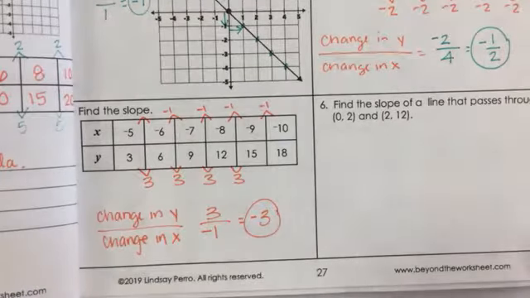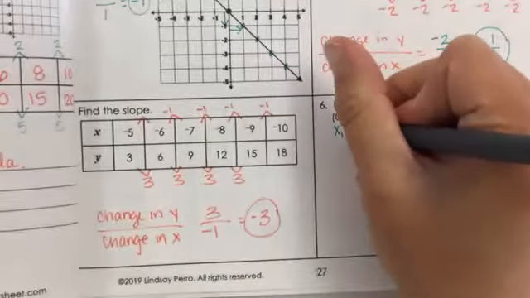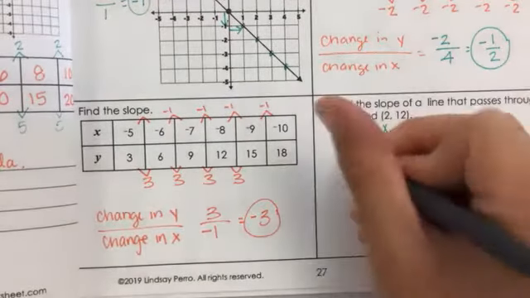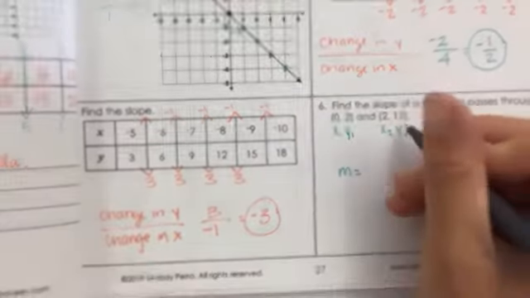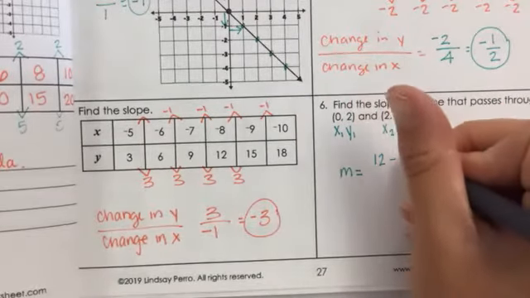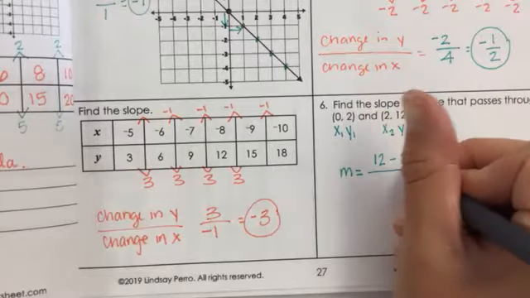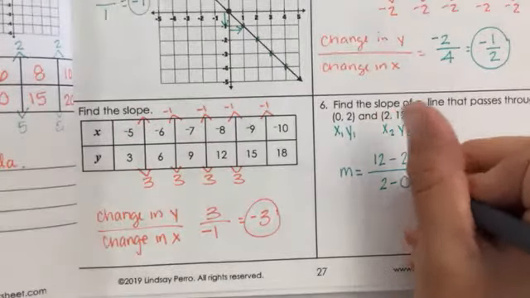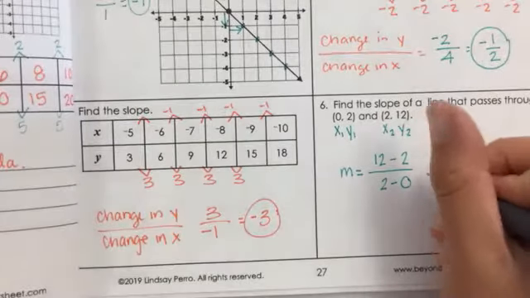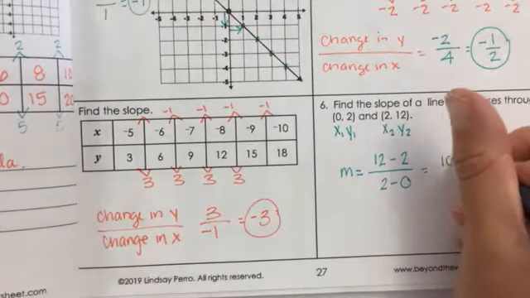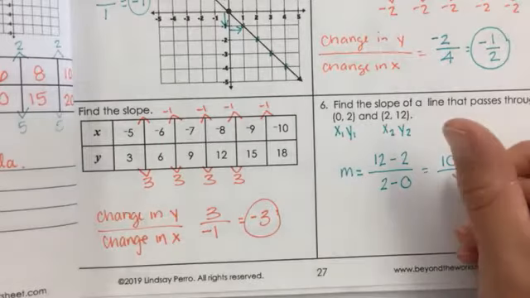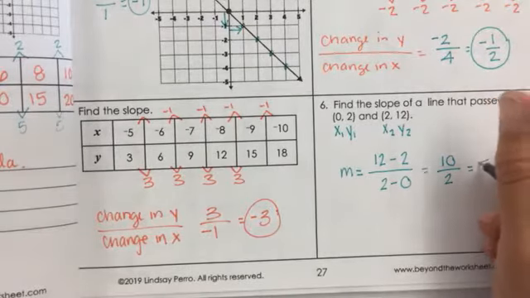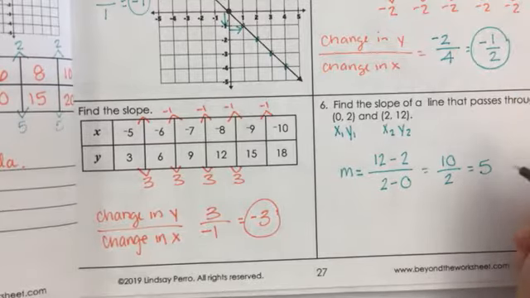Okay, number 6, use our formula, x1, y1, x2, y2. y2 minus y1, so 12 minus 2 over 2 minus 0. 12 minus 2 is 10. 2 minus 0 is 2. Remember to simplify it. So 10 divided by 2 is 5. So your slope is 5.